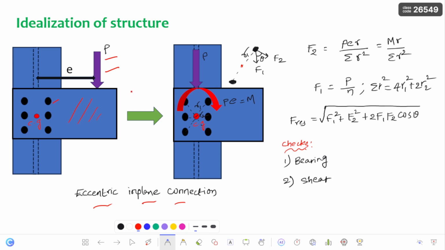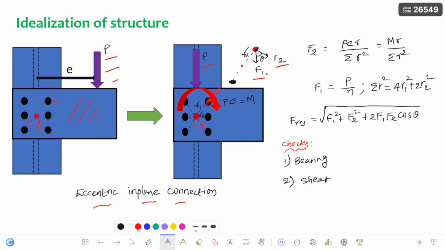And we have already converted the eccentric load to an axial force and also a torque. So if I consider this extreme bolt, there are two forces going to act on it: due to the axial force, a shear force comes into the picture, and due to the torque there is another force, that is the F2 force. If you find the resultant of these forces, you get the ultimate force acting on this extreme bolt.